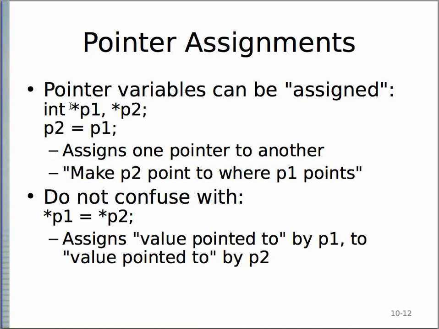If you have two variables, both of type pointer to int, and that's what this is declaring, you can assign them to each other. You can say p2 is equal to p1 or p1 is equal to p2. When you do p2 is equal to p1, you want to read this as p2 will now point to the same thing where p1 points. And this is different from star p1 is equal to star p2. The way I would read this is whatever p1 points to, in that memory location, store whatever p2 points to. Another way of saying it is assign the value pointed to by p2 to the value pointed to by p1.